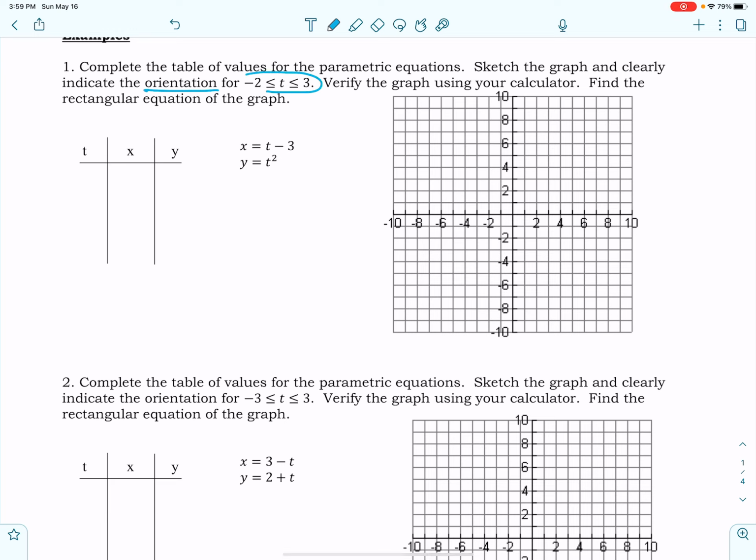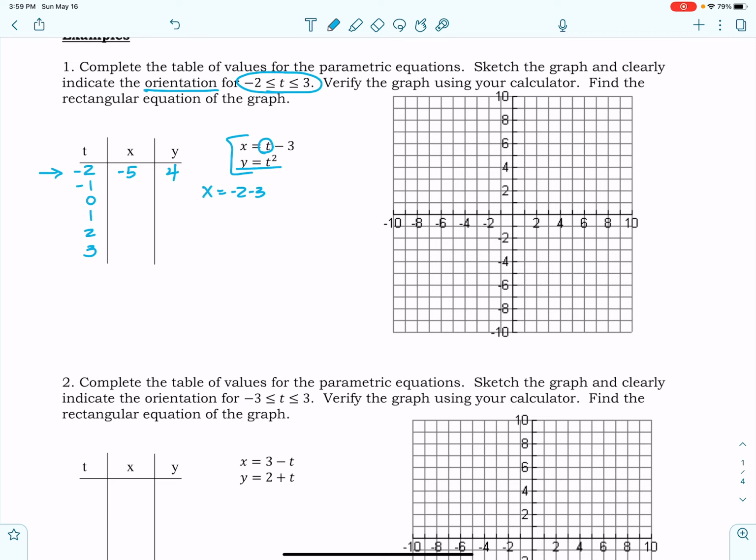So we are going to fill out the table for time, or t, I should say, between -2 and 3. So -2, -1, 0, 1, 2, and 3. And then we are going to use our parametric equations here to find these values for x and y. So we're just using some substitution. That's all we're doing. So when t is -2, x is equal to -2 minus 3, so that's -5. And y, when t is squared, -2 squared, that's 4.